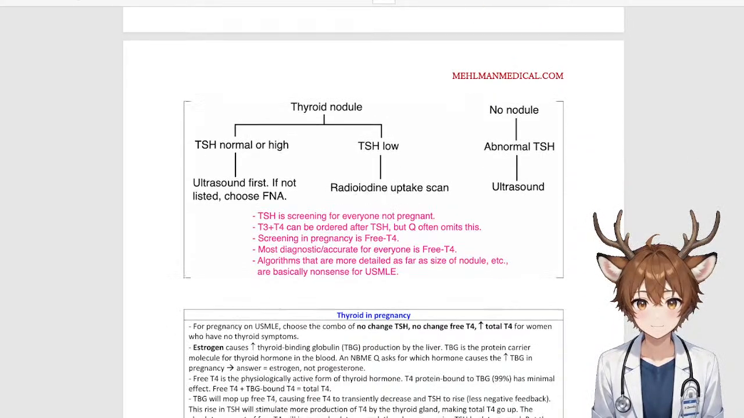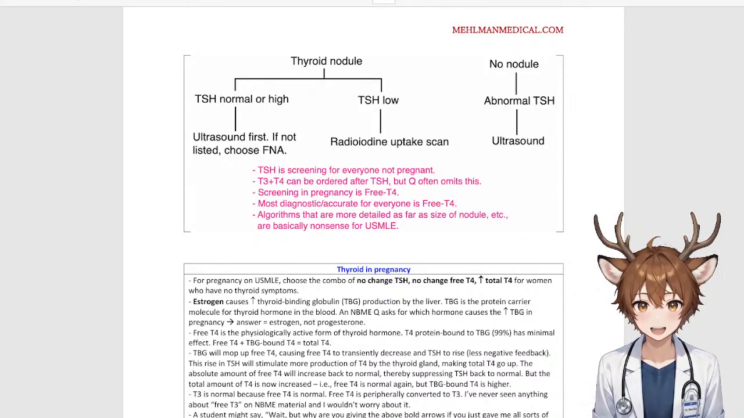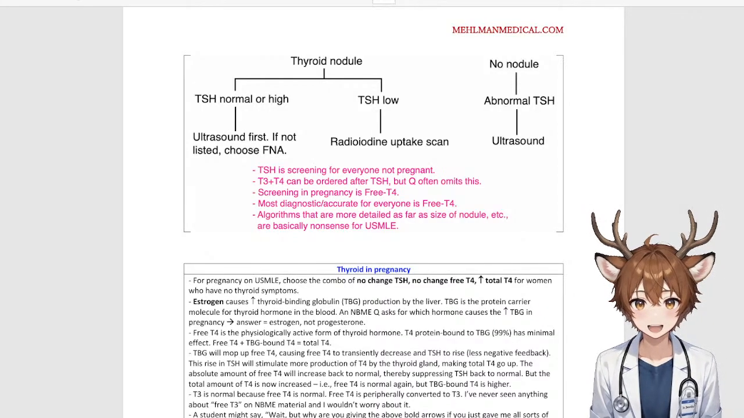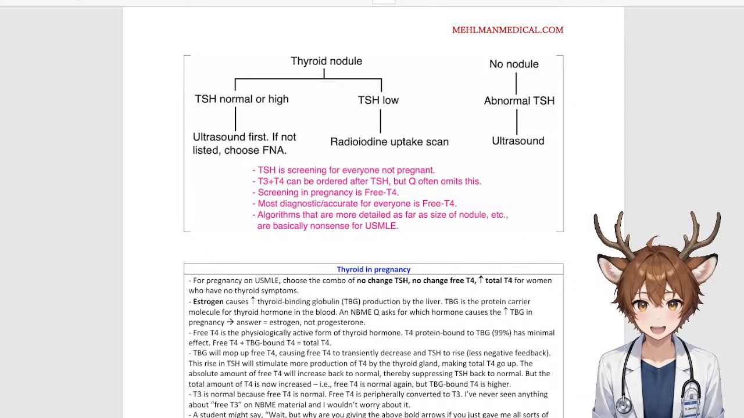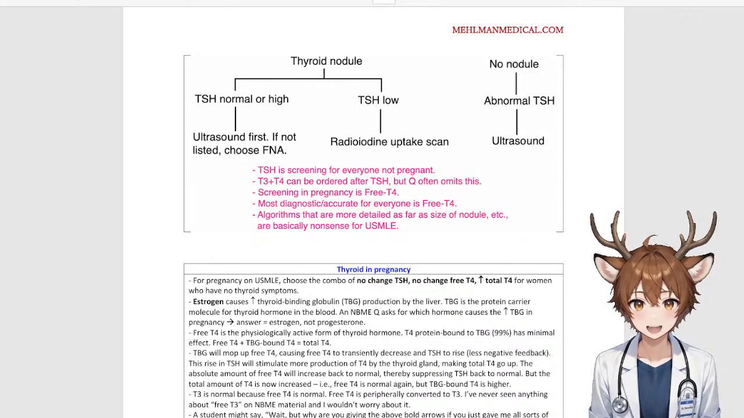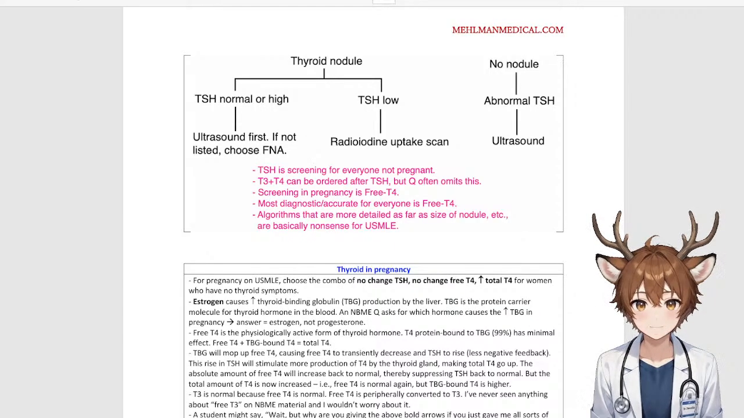Okay, so here's a little thing here. It shows thyroid nodule. If the TSH is low, go for radioiodine uptake scan. If the thyroid nodule has a normal or high TSH, you go for ultrasound first. And if that's not listed, you're going to go for the fine needle aspiration. If you have no nodule, then you just do an abnormal TSH, in which case you go to ultrasound.